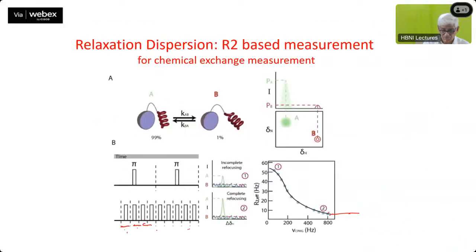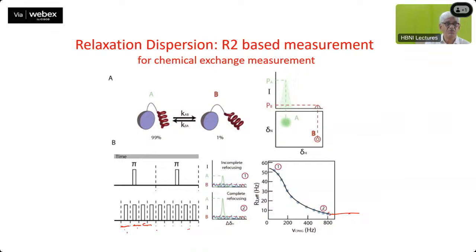So you have to do this for every value of these kind of things. For every tau value, you have a series of these pulses, and that determines the frequency. For every tau, you have a series of this frequency, the new frequency, the new CPMG.